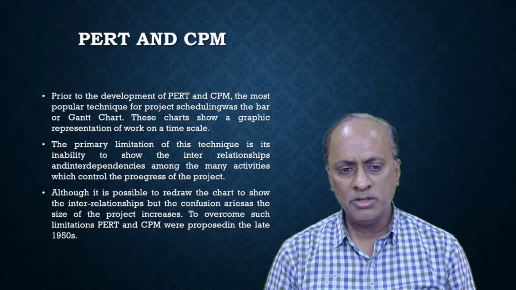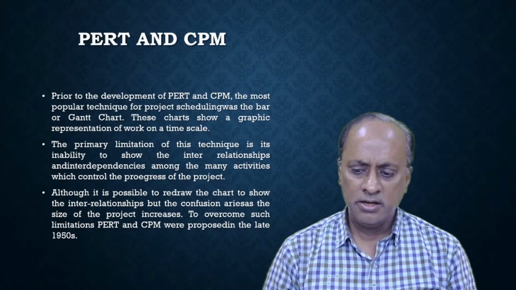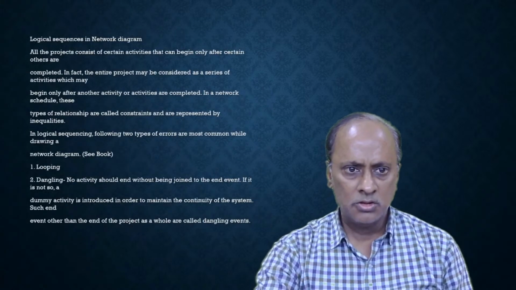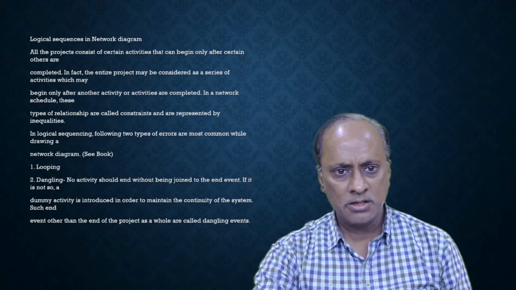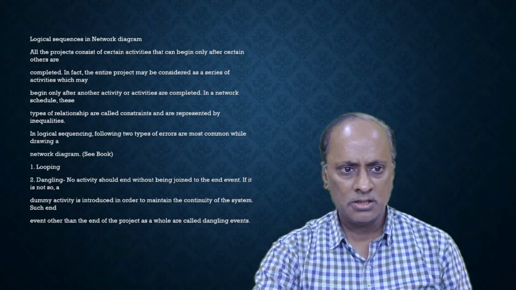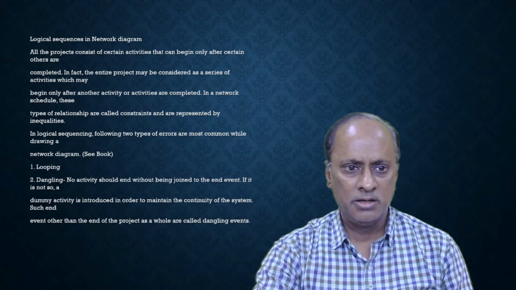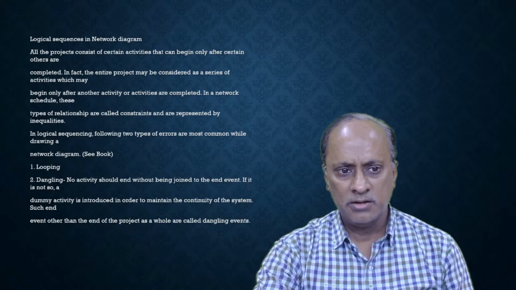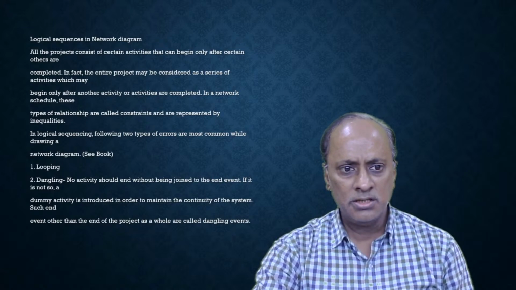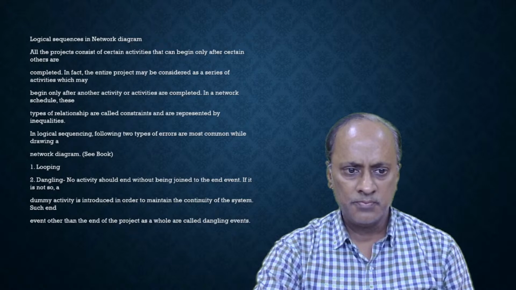Therefore, to overcome this problem, PERT and CPM were proposed in the late 1950s. Logical sequence in the network diagram: all projects consist of certain activities that can begin only after certain others are completed. In fact, the entire project may be considered a series of activities which may begin only after another activity or activities are completed. In a network schedule, these types of relationships are called constraints, represented by inequalities.